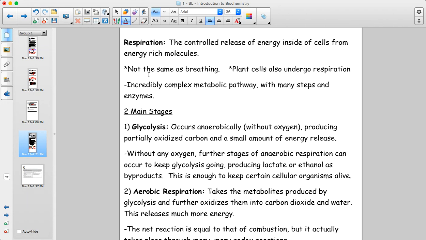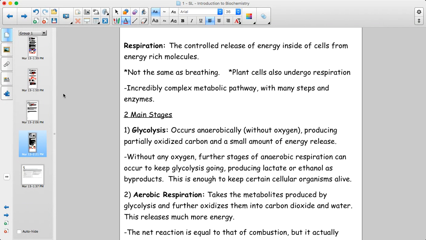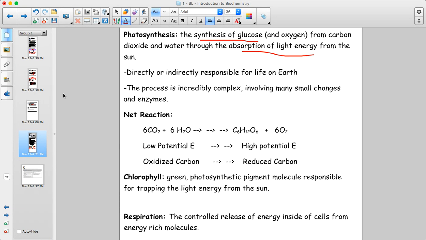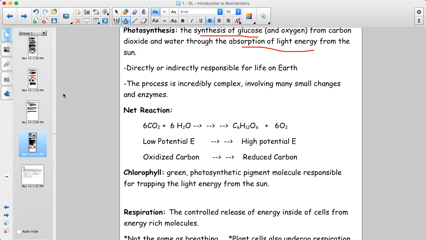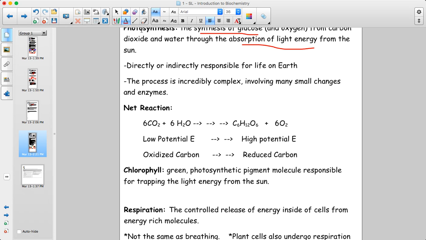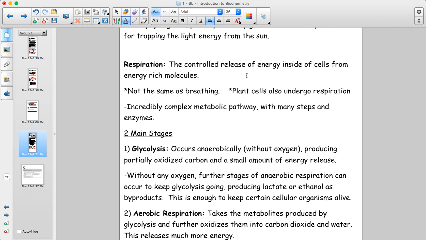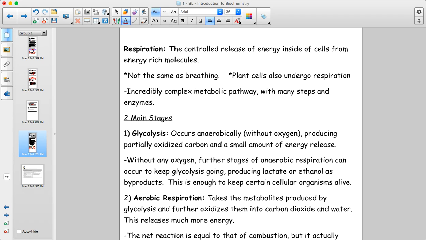Okay, respiration is the reverse. Now, it's not the exact reverse. Again, it's like before when we talked about it being a cycle. Respiration is equally complex, but controlled by totally different enzymes, and the exact reaction steps are totally different than those in photosynthesis. But the net reaction is the reverse of photosynthesis. So this is the controlled release of energy inside of cells from these energy-rich molecules, specifically glucose. It's not breathing.